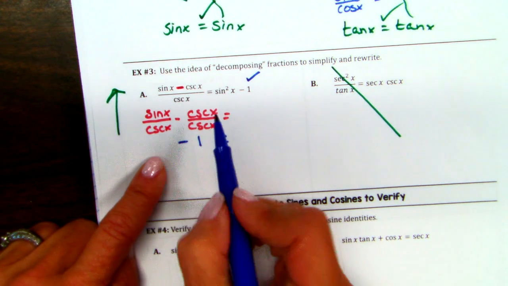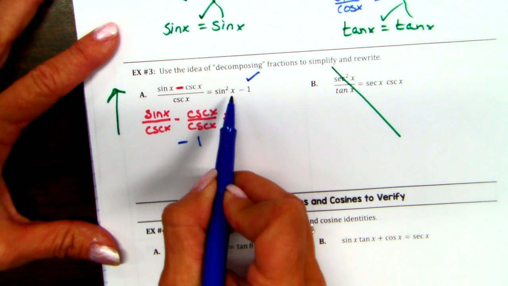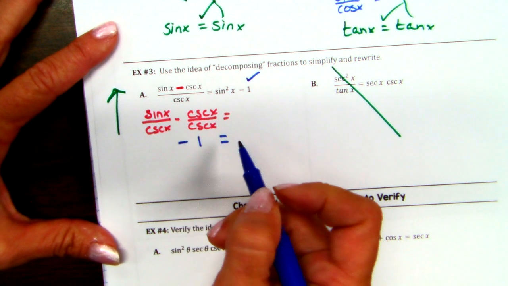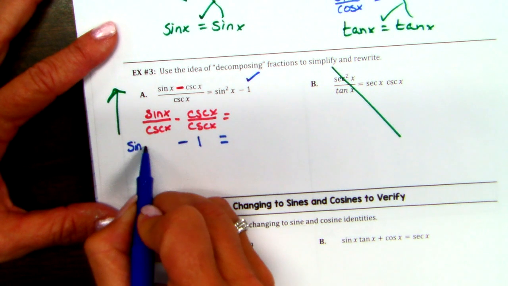All right, I somehow have to make sine x over cosecant x into sine squared x. All I really know I can do is separate it. I'm separating a fraction again.